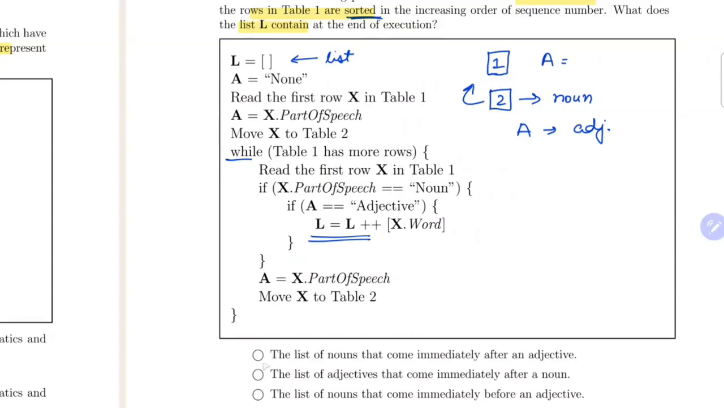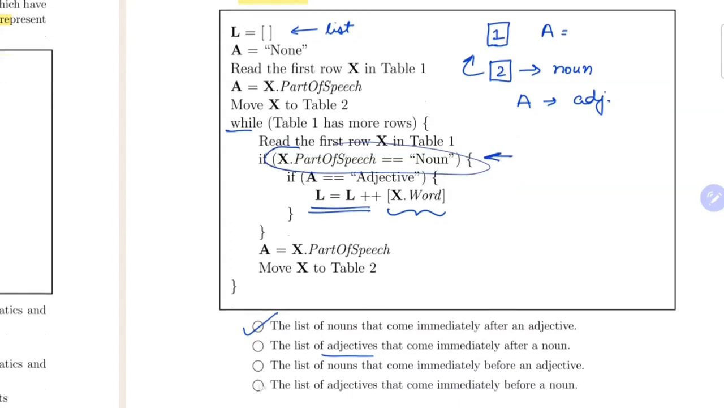So let's read our options. The list of nouns that come immediately after an adjective. So yeah, this option is correct. It is not a list of adjectives because here you can see X.word is added and that word is a noun. The condition is that only. So it is definitely a list of nouns. So the second and fourth options are not in the list only. The list of nouns that come immediately before an adjective. So this is wrong because the noun is coming after the adjective. So the answer for this one is going to be the first option.